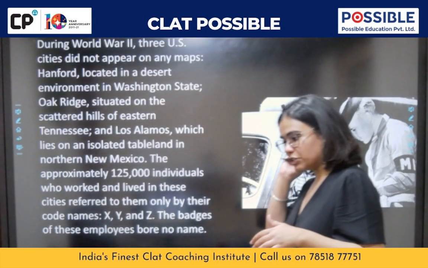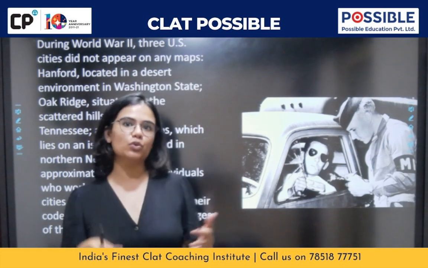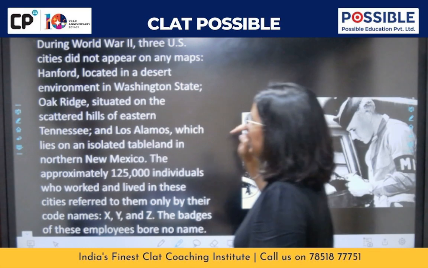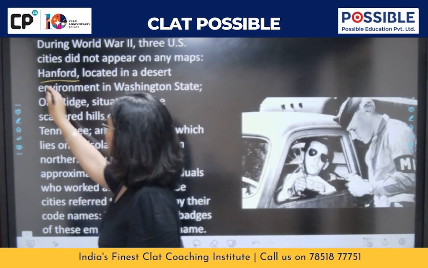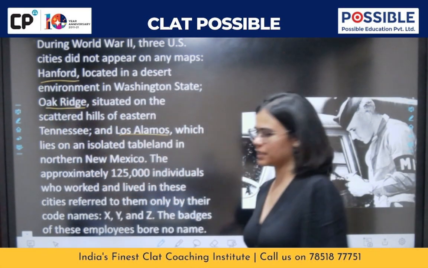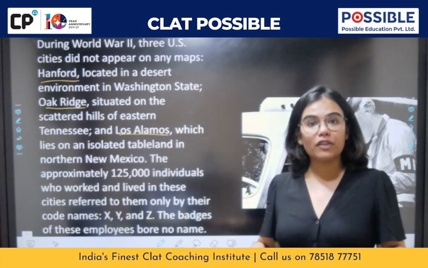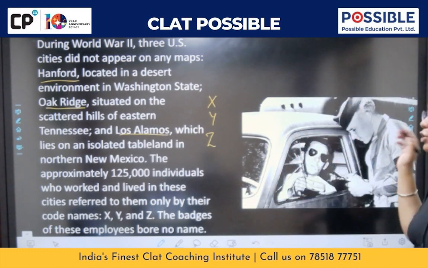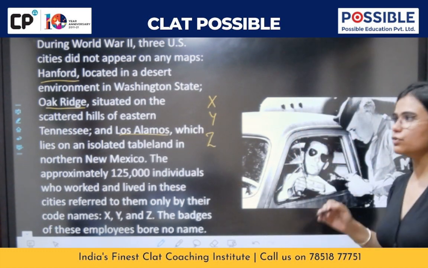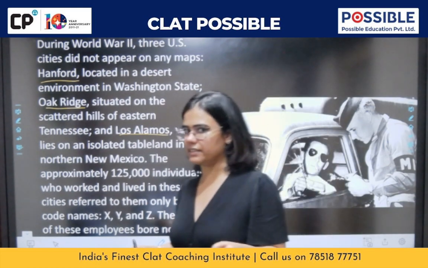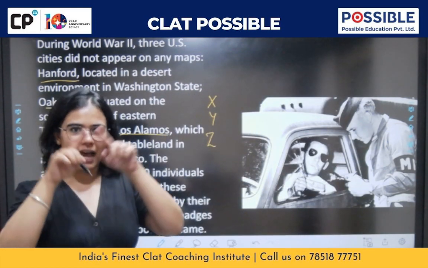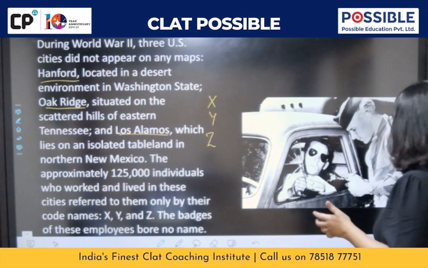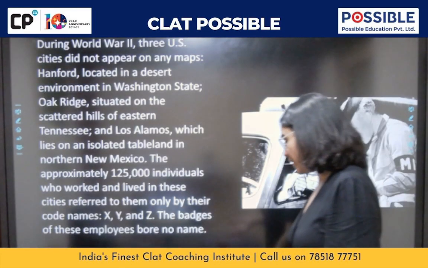Now, this is very, very interesting. You see, during World War II, there were these three US cities, as you can see on your board. The names of these three cities were Hanford, Oak Ridge, and Los Alamos. But these three cities were nowhere on their map. In fact, they were referred to as X, Y, and Z. And there were close to 125,000 individuals working over there very, very secretively. Even on their identity card, no name would be mentioned. So the point is, why were they being so secretive? What were they trying to do?